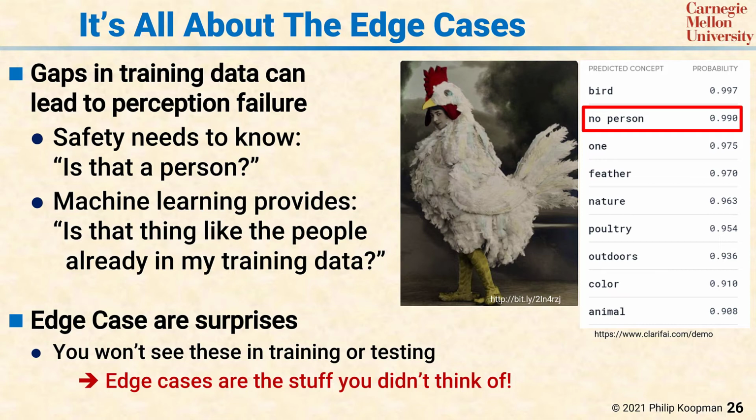The way to look at this in terms of doing training, doing testing, doing safety is edge cases are the things you didn't think of when you were building and testing your system. They will inevitably happen to you in the real world, and the question is, what's your plan to minimize them, and what's your plan to deal with them when they actually do happen?